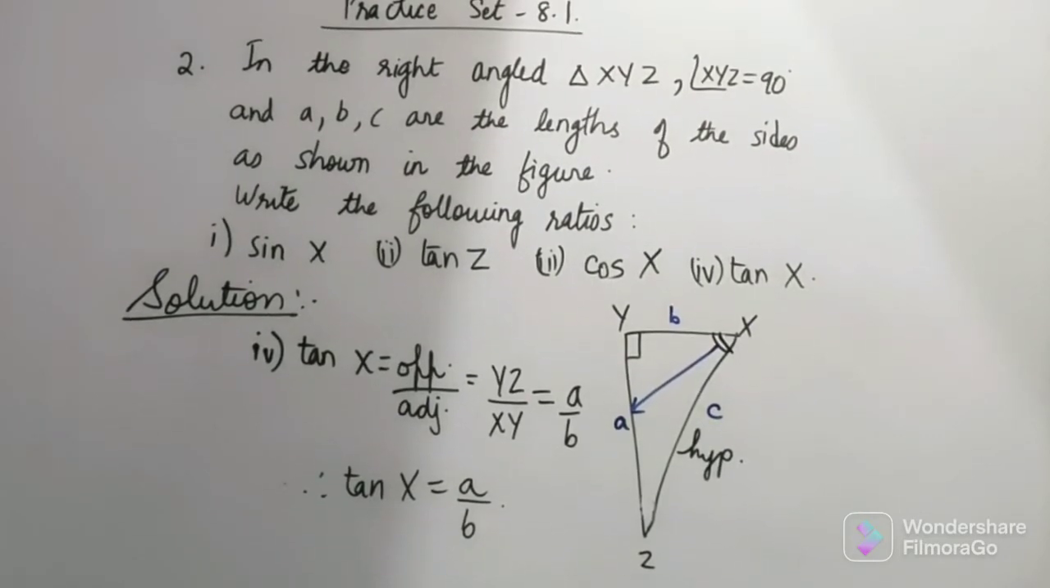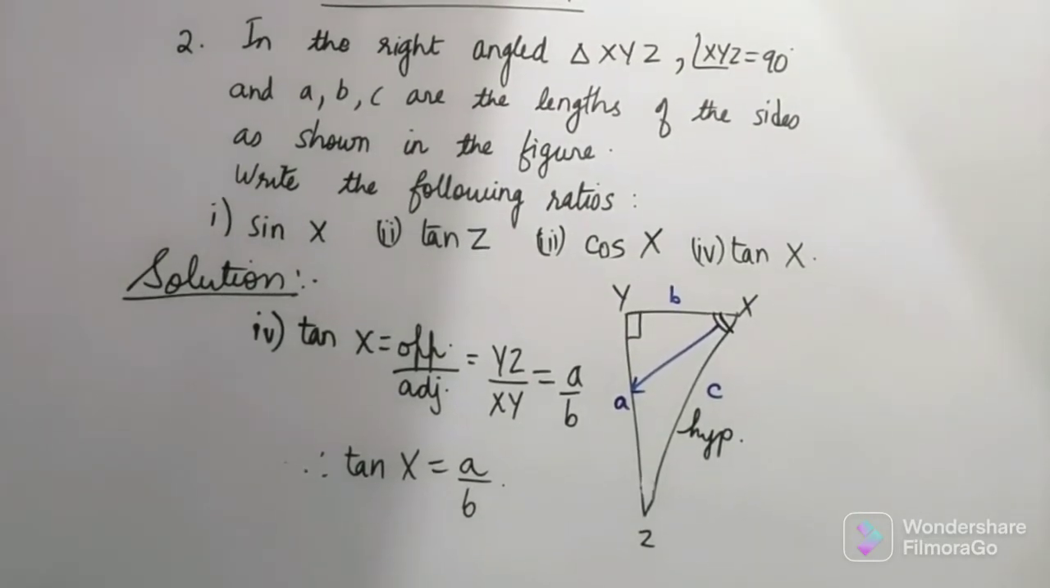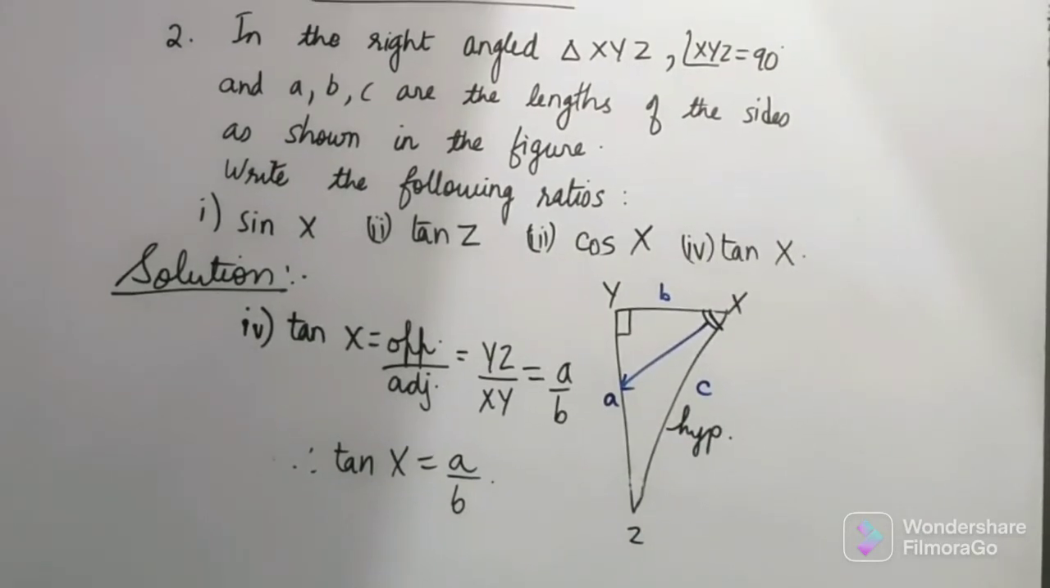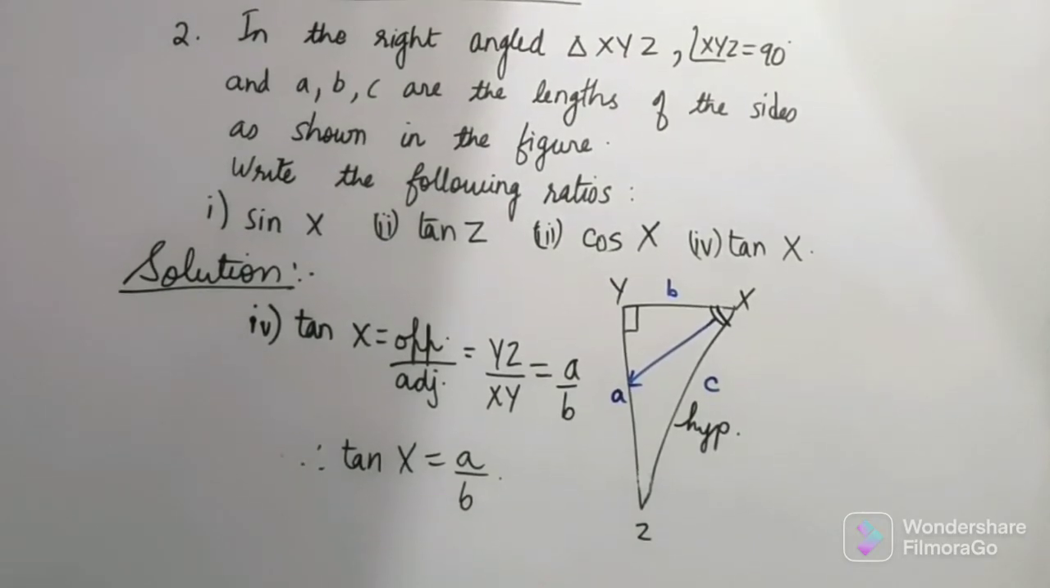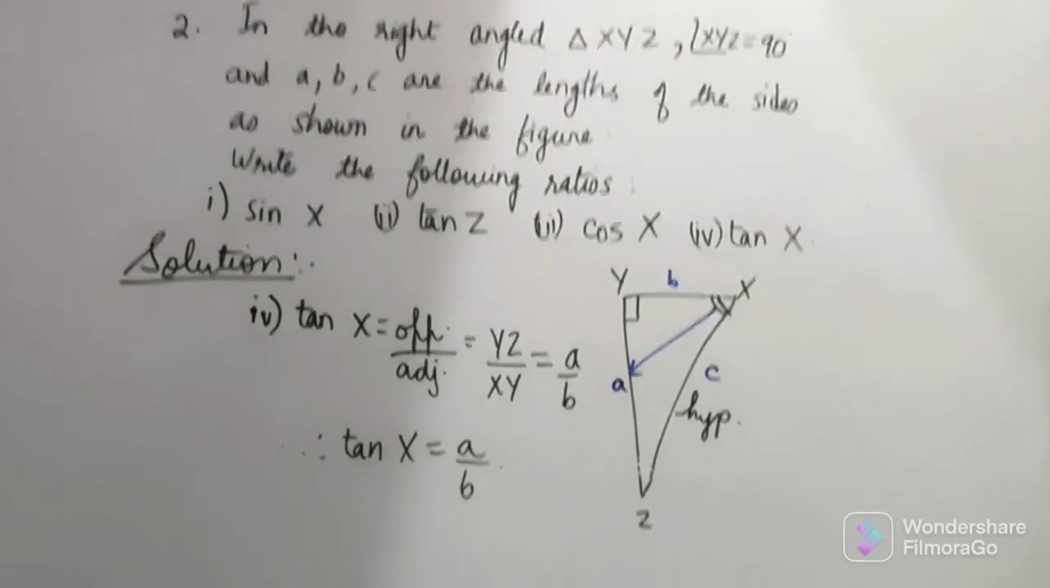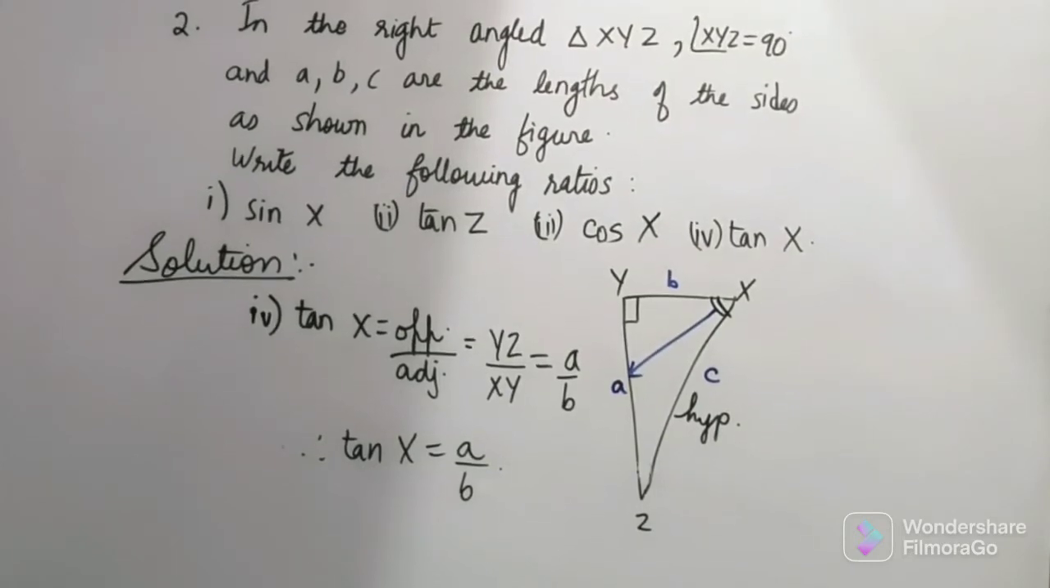Okay, the fourth one is tan X. Again, we know tan is opposite upon adjacent. So you have to consider X side. So X का opposite है YZ upon adjacent side है XY. So it is A upon B. Therefore tan X is A upon B.